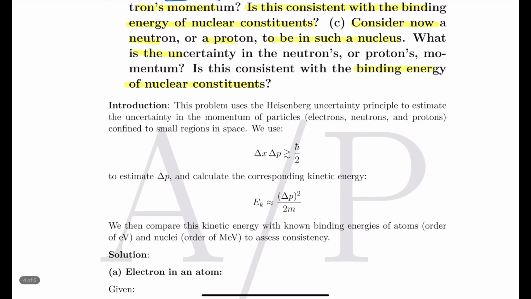So this problem uses Heisenberg's uncertainty principle to estimate the uncertainty in momentum of the particles, which are the electron, neutron, and proton. And it is a very good question. This one single question is the mother of PYQs.